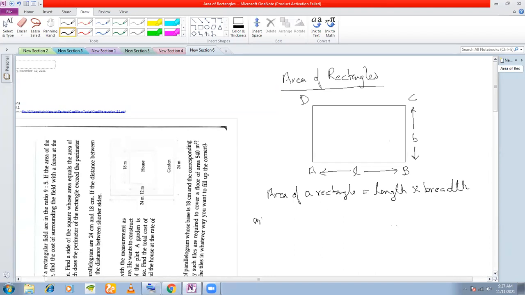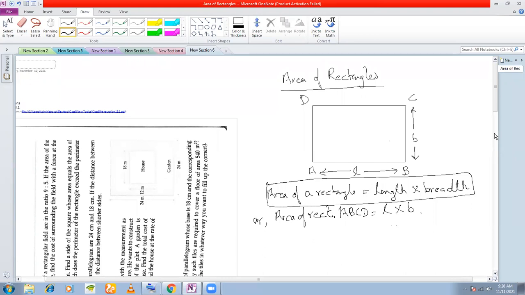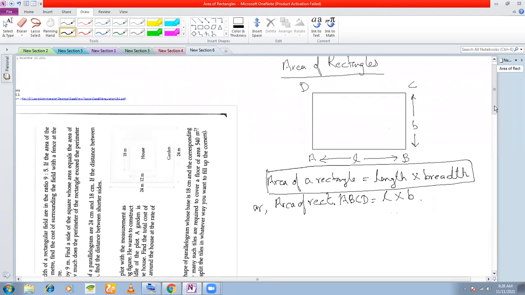Or in the above case, area of rectangle ABCD, this is how you write it in short: area of rectangle ABCD is equal to L into B. So remember this, area of a rectangle is equal to length into breadth. You must have done this earlier, right?